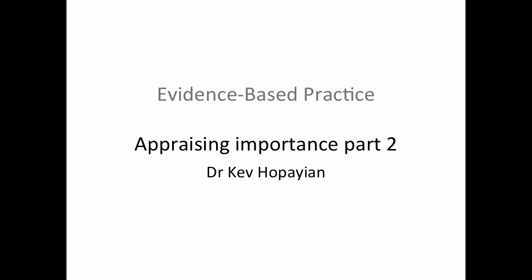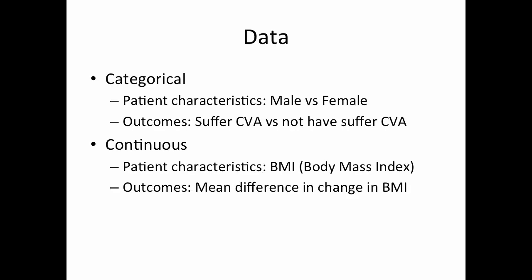In the last session, we looked at how to express the results of intervention studies in terms of the differences between groups. We're going to carry on in that vein today. Let's start first of all by looking at the two types of data. Admittedly, there are more, but we'll confine ourselves to these basics. There's categorical and continuous.